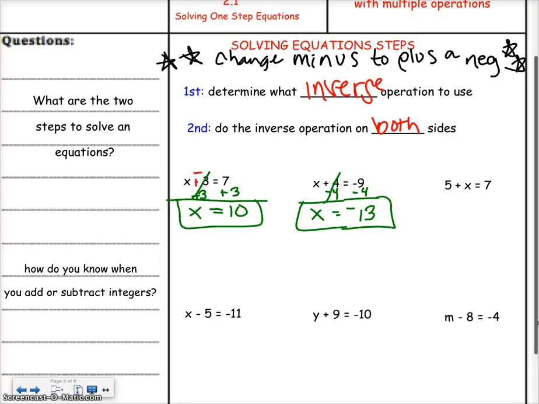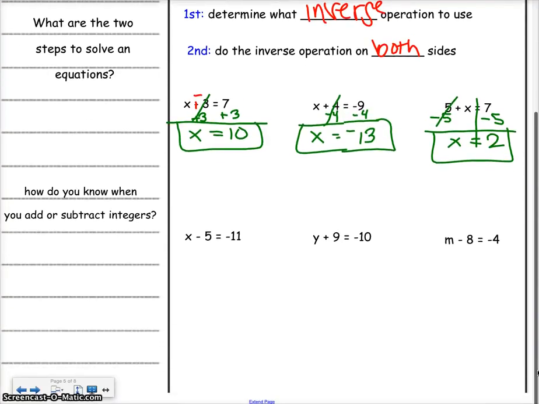Now, 5 plus x equals 7. Is that a positive or negative 5? Positive 5. What's the inverse of positive? Minus 5. To both sides of the equal sign. Minus 5. 5 minus 5 is nothing. X equals 2. Do you love algebra? Yeah, you do, because you're going to be doing it all year. Welcome to your year of algebra.